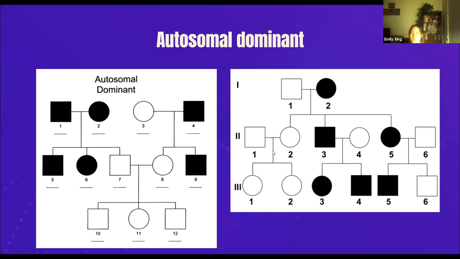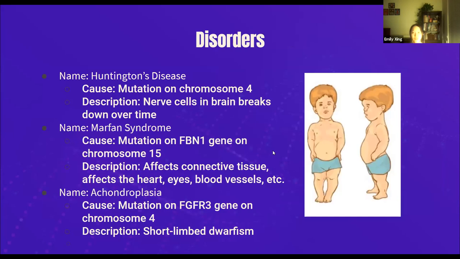Okay, so these are famous disorders that are inherited autosomal dominantly. That means these traits follow the autosomal dominant pattern. So the first disorder we will look at is Huntington's disease, which is caused by a mutation on chromosome pair number 4.